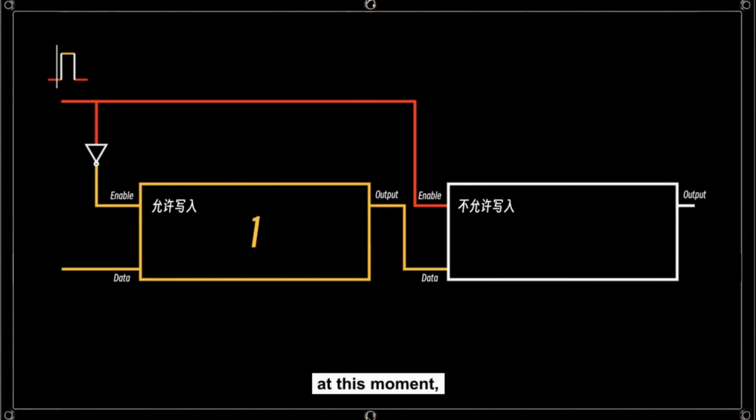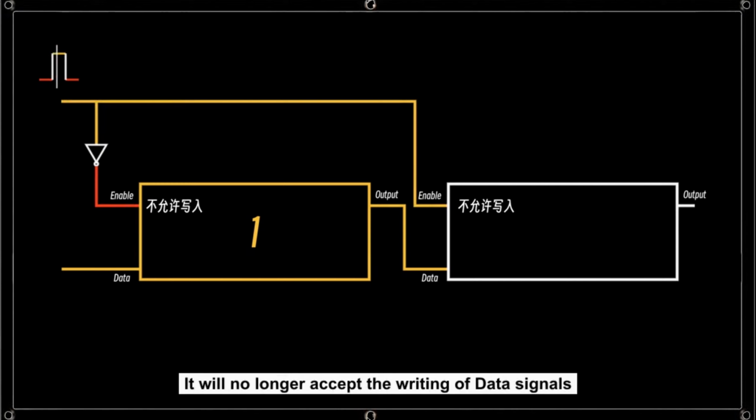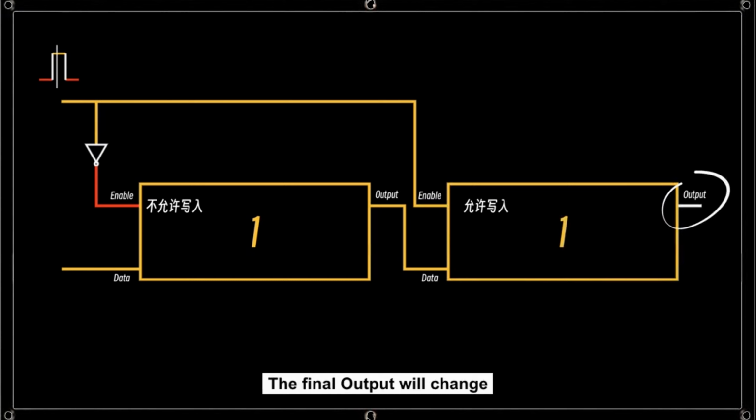Note that, at this moment, the clock signal is about to change from low voltage to high voltage. Note that at this moment, the enable of the first latch has turned to a low voltage. It will no longer accept the writing of data signals. The enable of the second latch has turned to a high voltage. Writing is permitted. At this point, the data stored in the first latch will be written into the second latch. The final output will change.